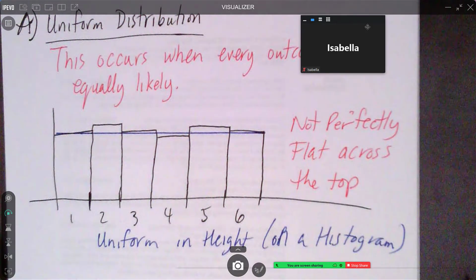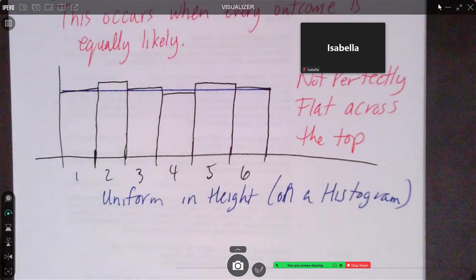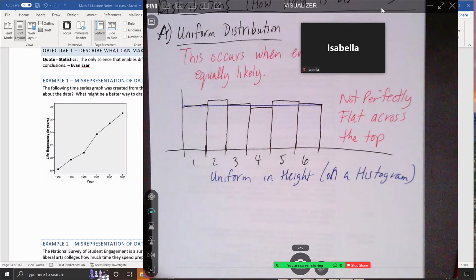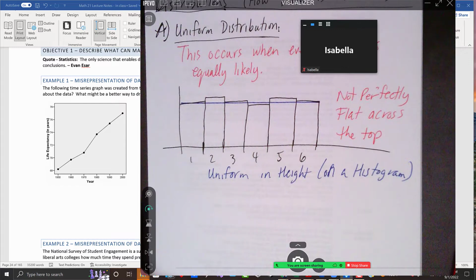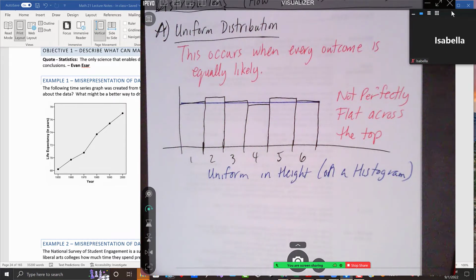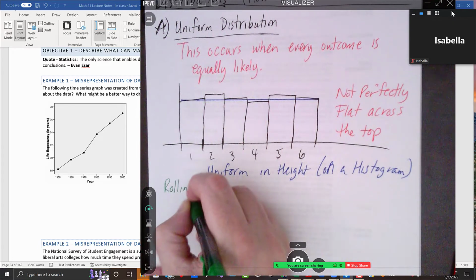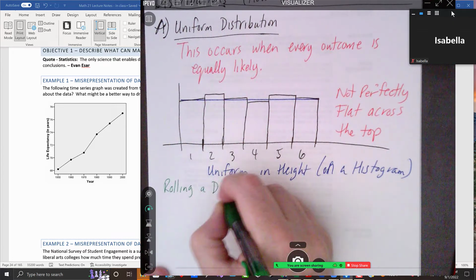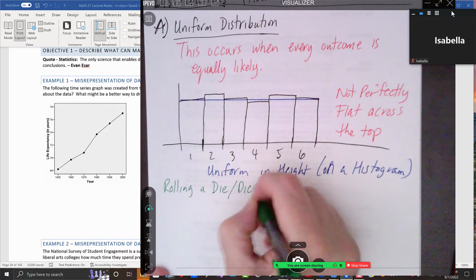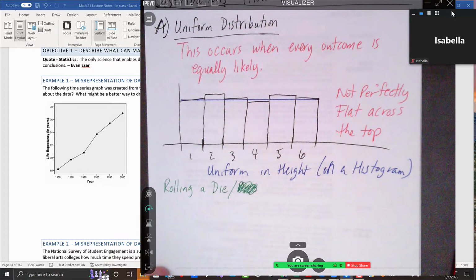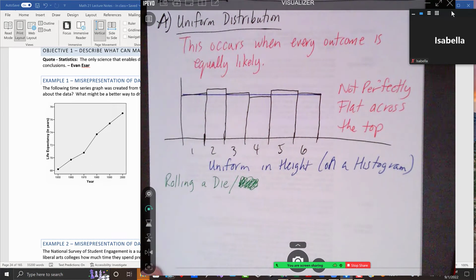Rolling a die. It looks weird now that they've done this. We'll be doing stuff over there in a second. Rolling a die. Die is singular for dice. I don't want to say dice. Rolling a dice does not have that. Rolling dice has the next one, a bell curve.